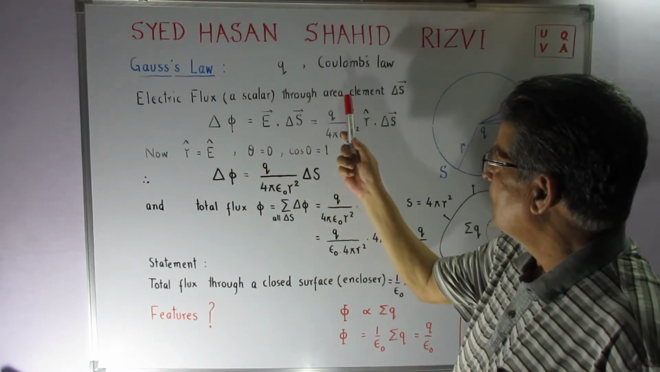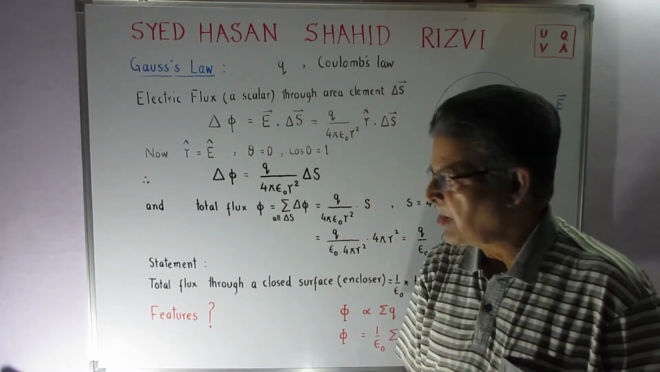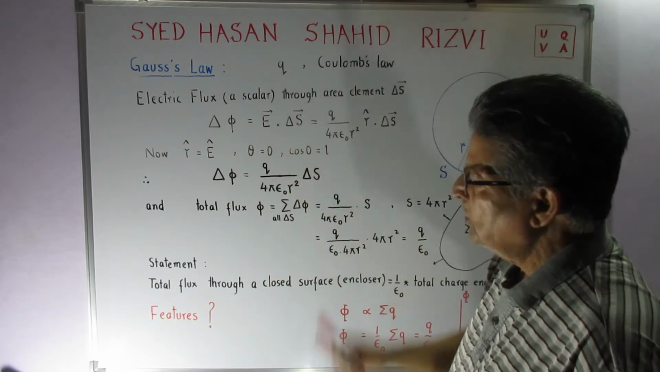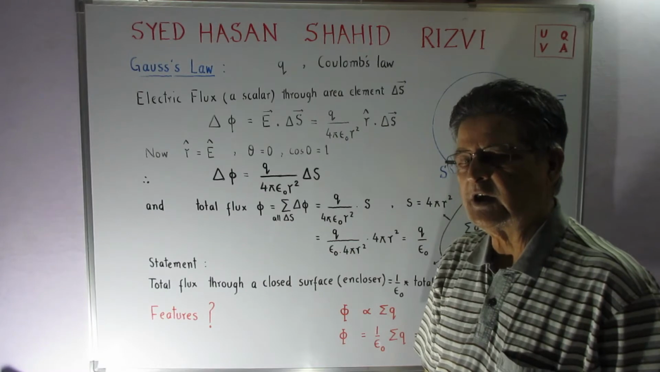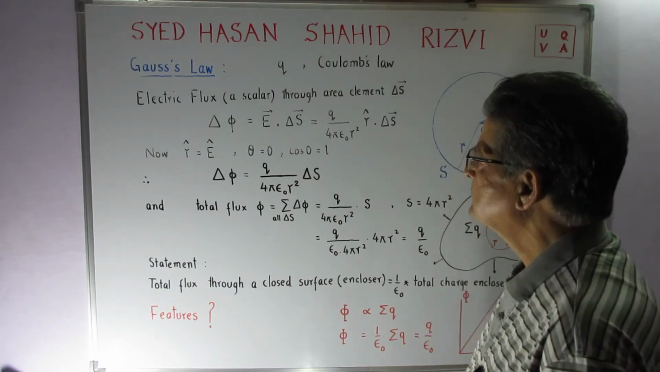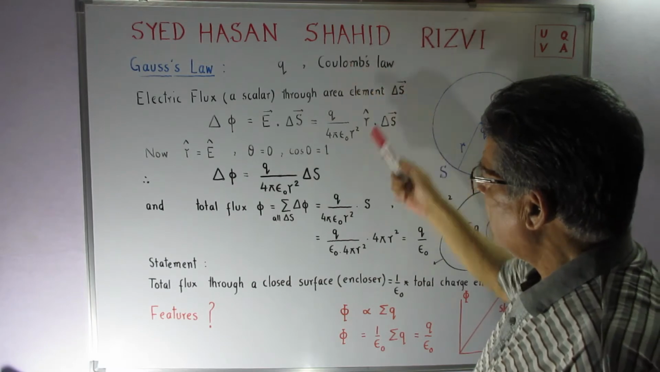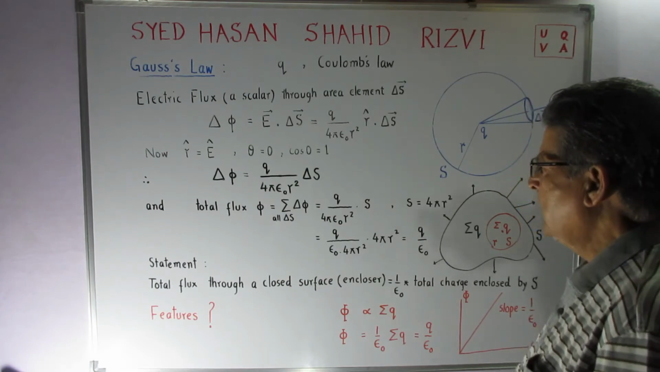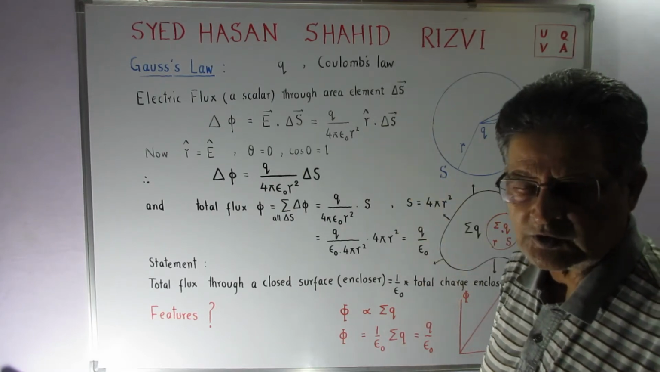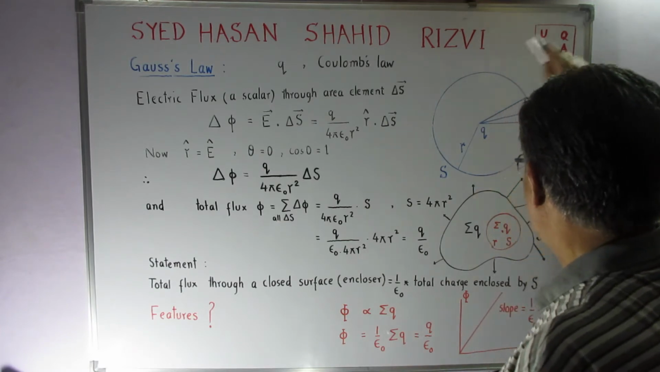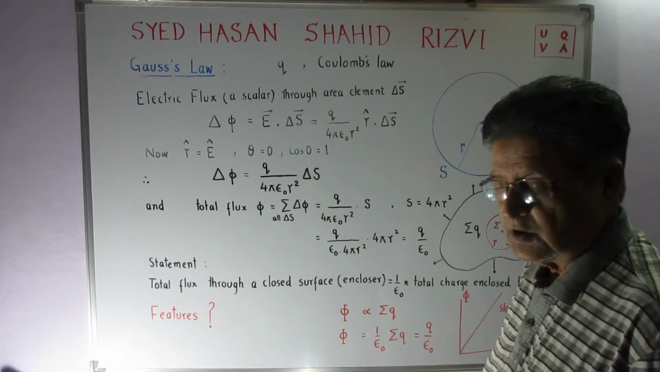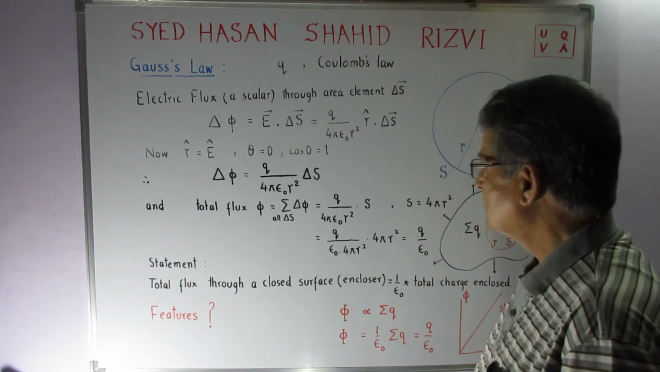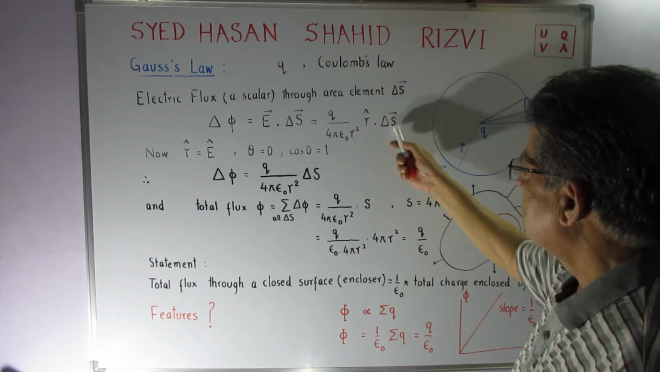The electric flux through an area element delta S, which I define as delta phi, is equal to E dot delta S, vector E dot vector delta S. And E is given by Coulomb's law. By now we remember it: Q upon 4 pi epsilon naught R square, in the direction R cap, which varies all over the spherical surface that we have taken, dot delta S.